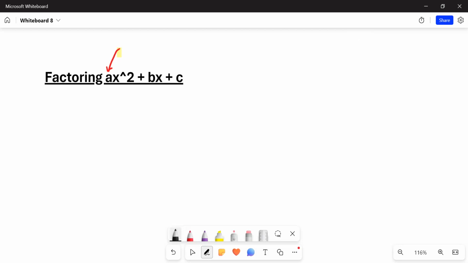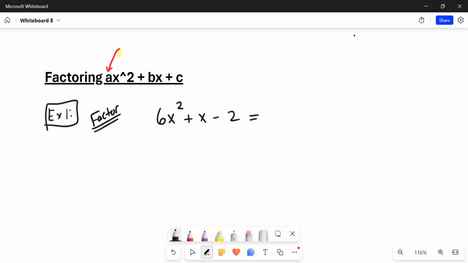So our first example, example number one, will be 6x squared plus x minus 2. And we're being asked to factor that, to turn that into, in this case, two binomials. All right, we're going to use the same technique. We're going to focus on the first and the last term, remembering that our middle term is a check term. It's going to be a little more complex this time because we have that leading coefficient of 6.